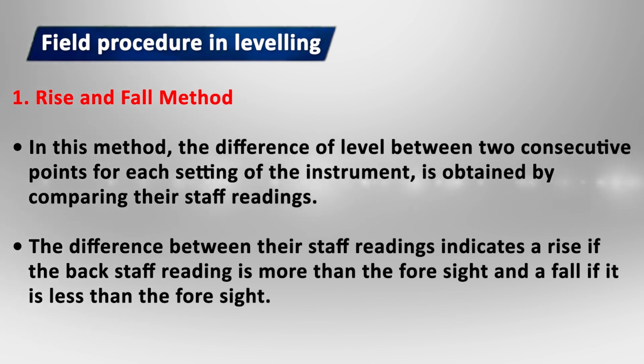In this method, the difference of level between two consecutive points for each setting of the instrument is obtained by comparing their staff readings. The difference between the staff readings indicates a rise if the back staff reading is more than the foresight, and a fall if it is less than the foresight. The rise and fall worked out for all the points give the vertical distance of each point relative to the preceding one.